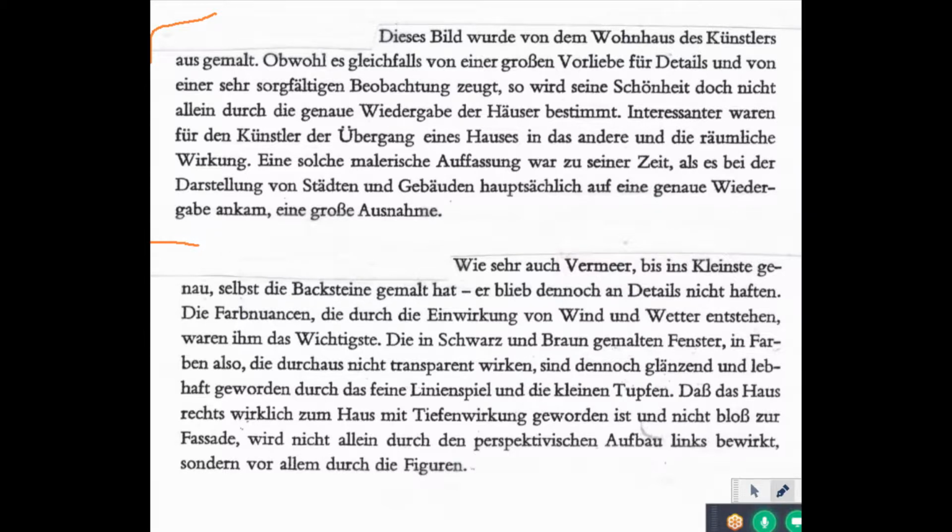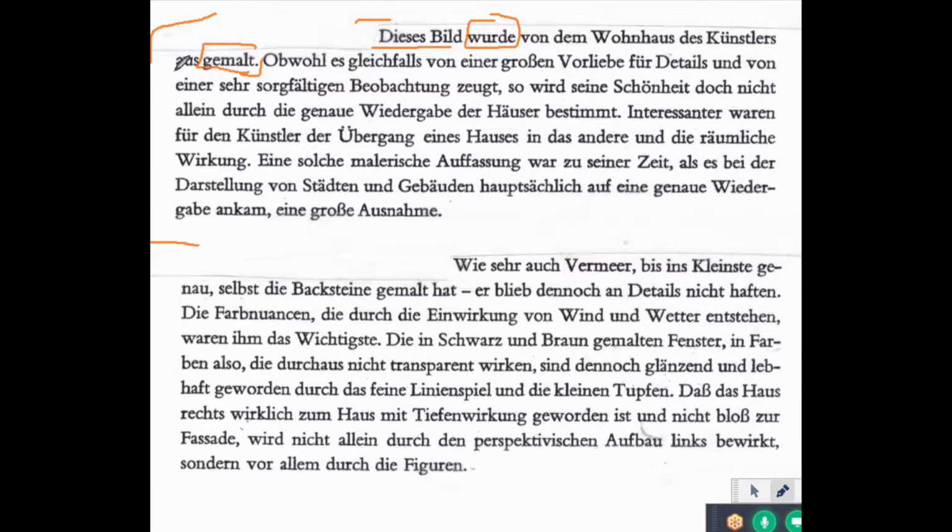Dieses Bild wurde von dem Wohnhaus des Künstlers aus gemalt. Okay, taking a look at that sentence, where's the verb complex? Wurde gemalt. Good, and that means? It was painted. Perfect. So past tense, passive voice. Where's the subject? Dieses Bild, a neuter noun. And then was painted from the residence of the artist.